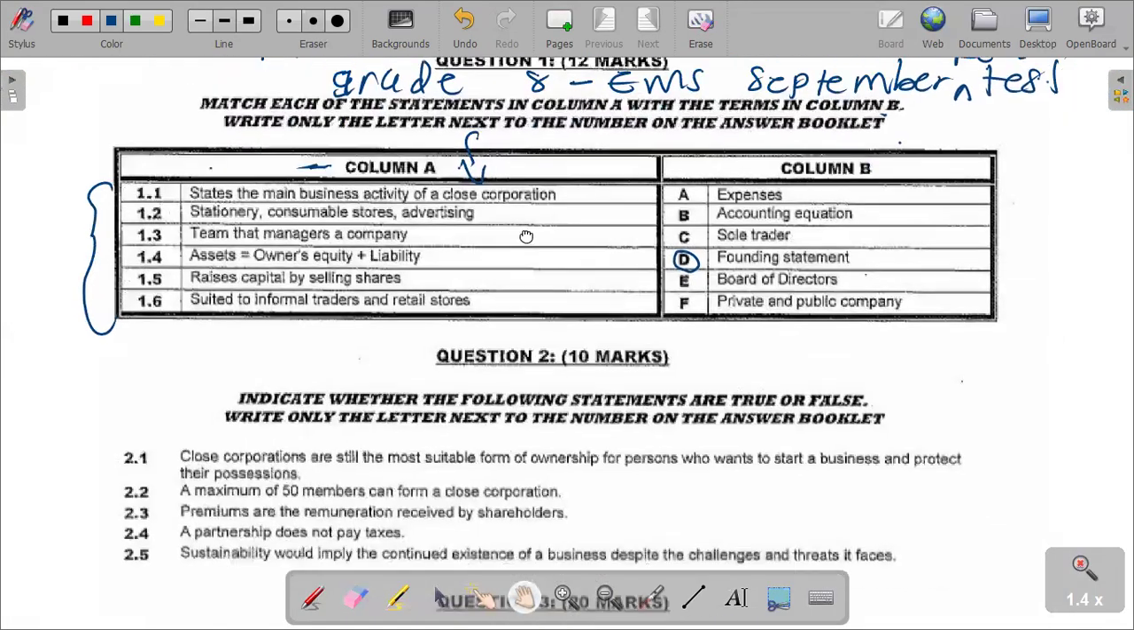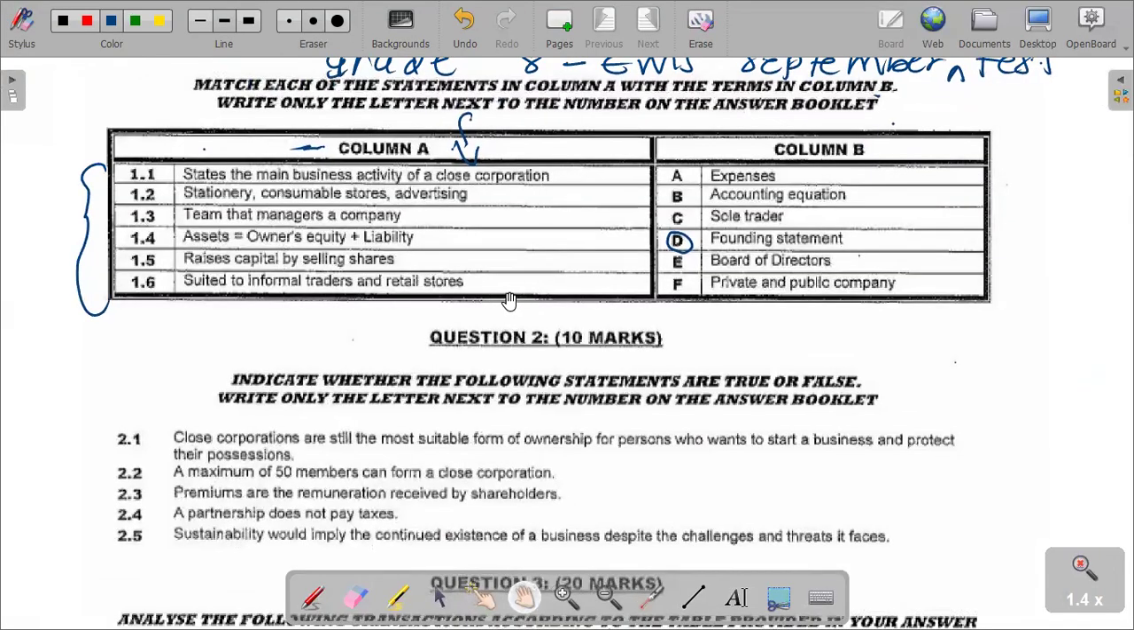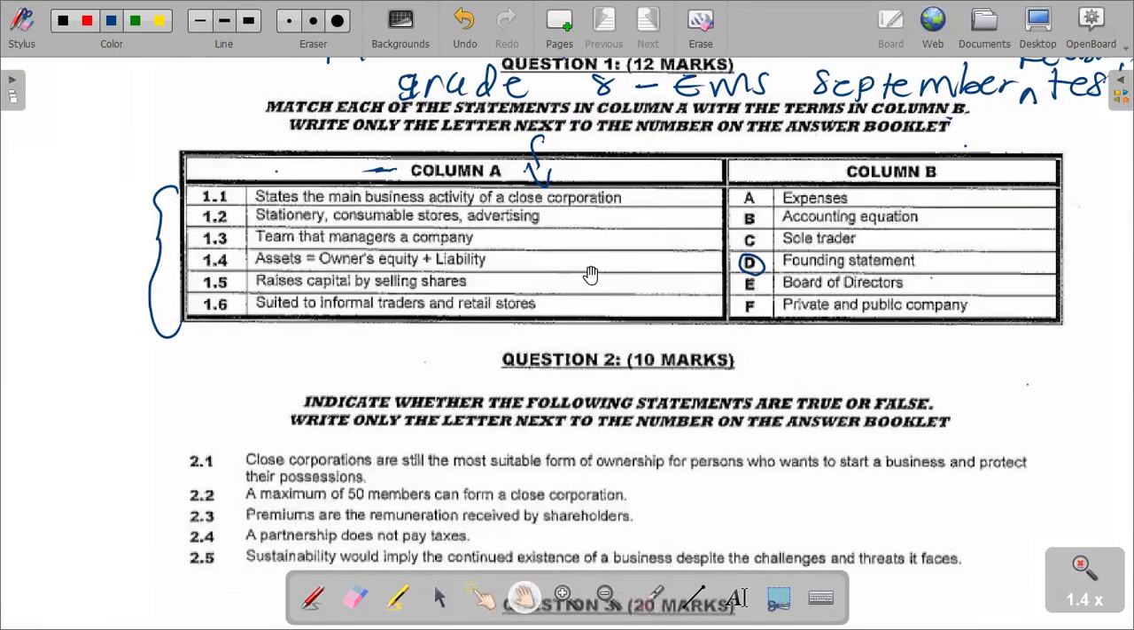All right, so let's go to 1.2. 1.2 says stationery, consumable stores, and advertising. So basically they're asking you, what are these? When you go back to column B, now you need to find the term. Is it A, expenses, B, accounting equation, C, sole trader? We are already done with D, so we don't need to go back to D. And E, board of directors, then F, private and public company. So your answer will be A. Your stationery, consumable stores, and advertising are expenses, right?